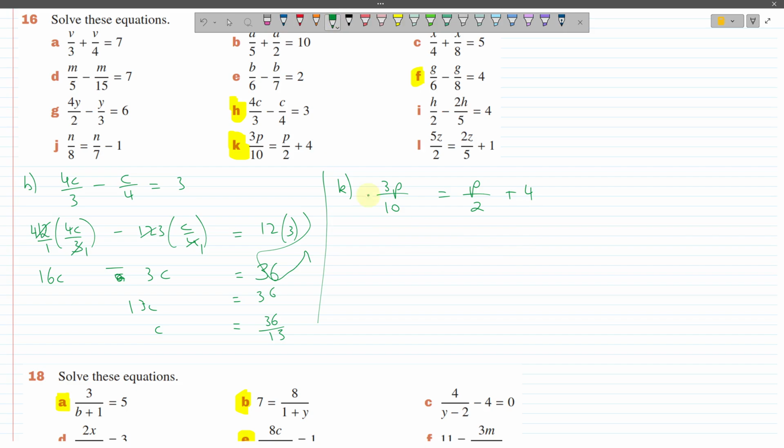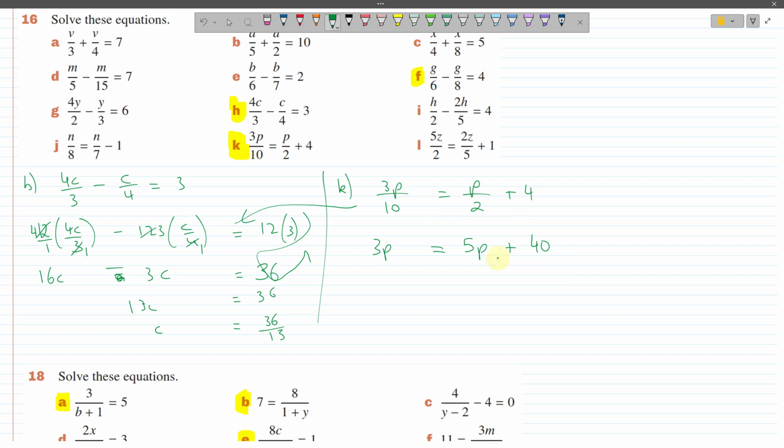So 10's in both. So I'm going to multiply this by 10, and the 10's will cancel, leaving me with just 3p. I multiply this by 10, and then we should be able to do it mentally. 10 divided by 2 is 5p, plus multiplied by 10, 40. Okay? So do it. You can pause, slow down, do it the way I've done it over there. Although eventually you want to have enough practice that you can do it in one hit, just doing it mentally.